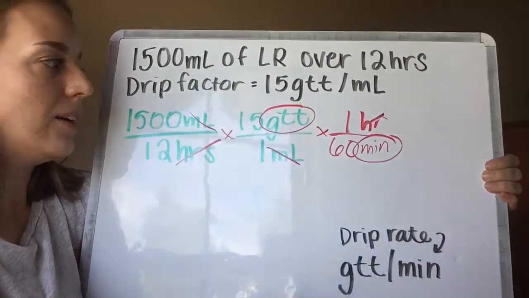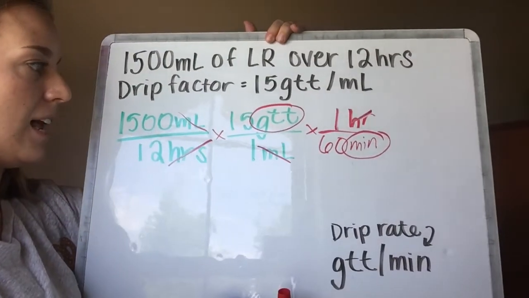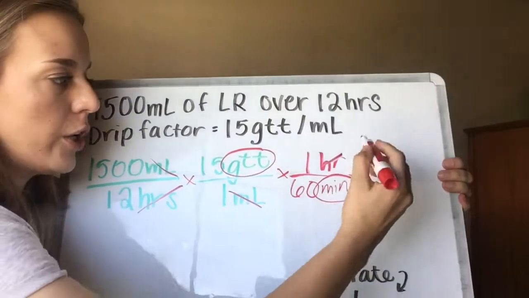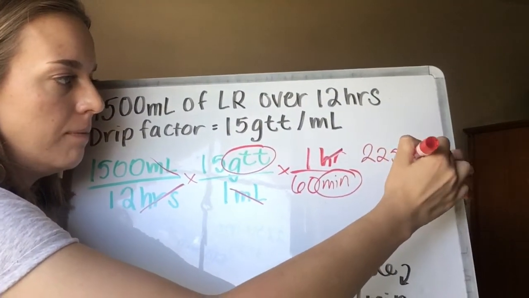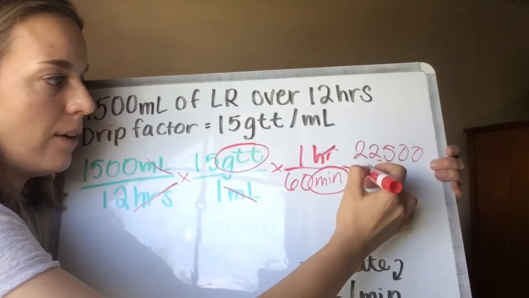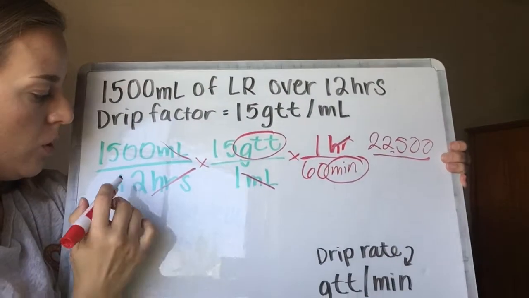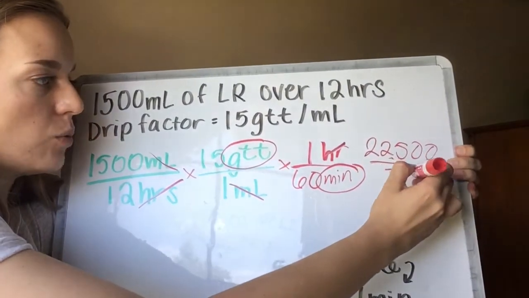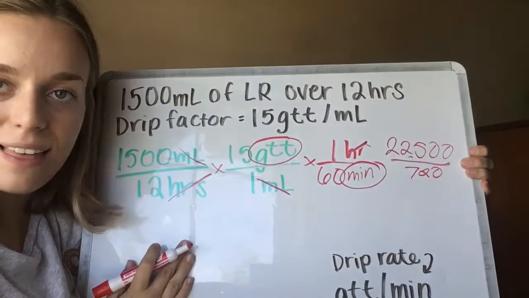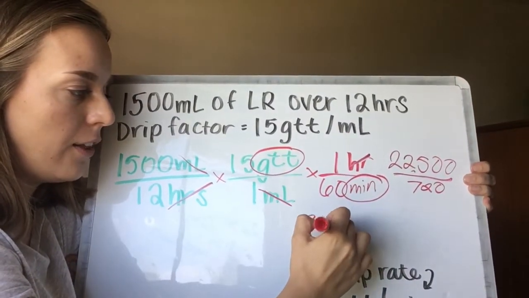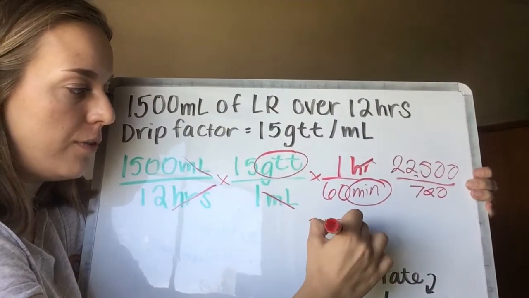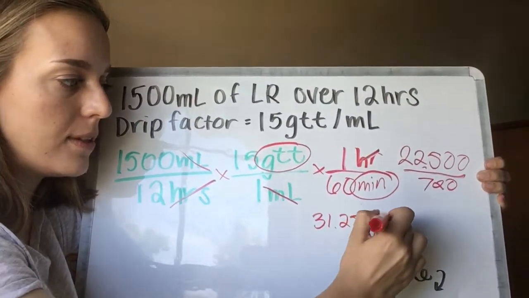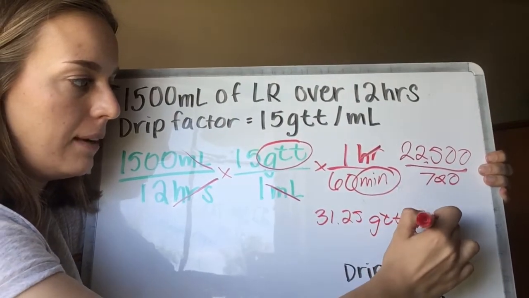So we're going to multiply right across the top, and 1,500 times 15 times 1 is going to leave us with 22,500. So 22,500 over. We're going to do 12 times 1 times 60, which is going to leave us with 720. When we divide that, we're going to land on 31.25. So 31.25 drops per minute.